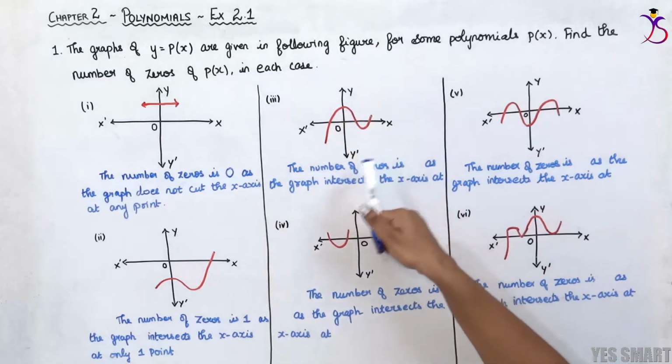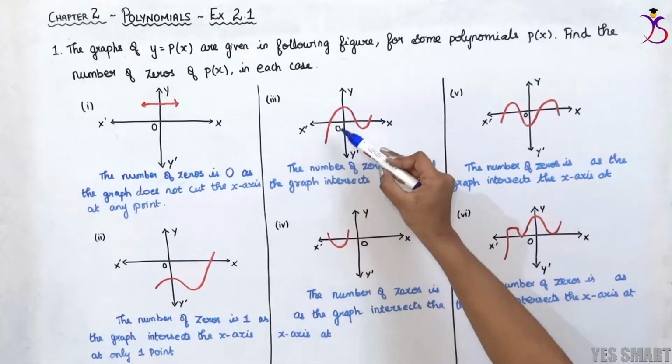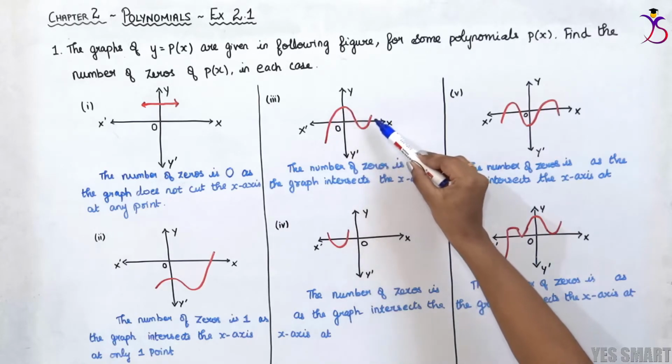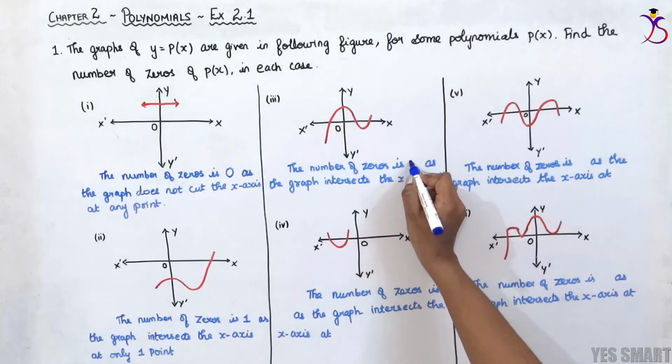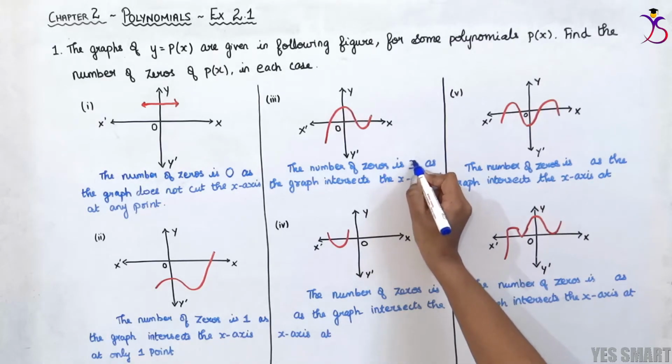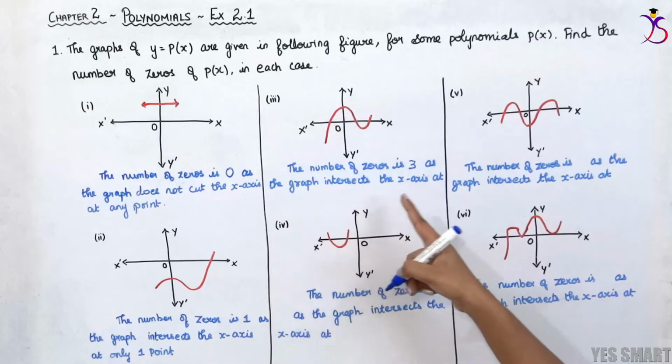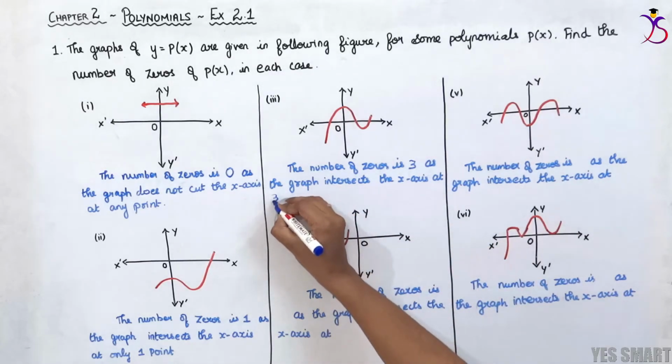Moving on to the third subdivision. On observing the graph, it touches the x-axis at 3 different points. Therefore, the number of zeros is 3 as the graph intersects the x-axis at 3 points.